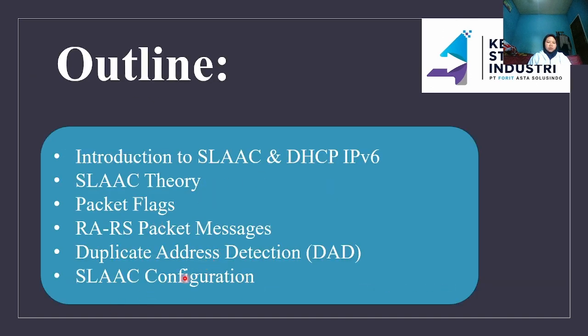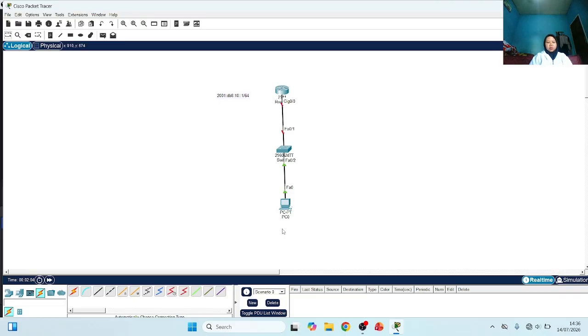Next, we will move on to the last topic, which is the SLAAC configuration. You only need to create a topology like this, my friend. Simple: one router, one switch, and one PC. Now we are going to configure SLAAC.